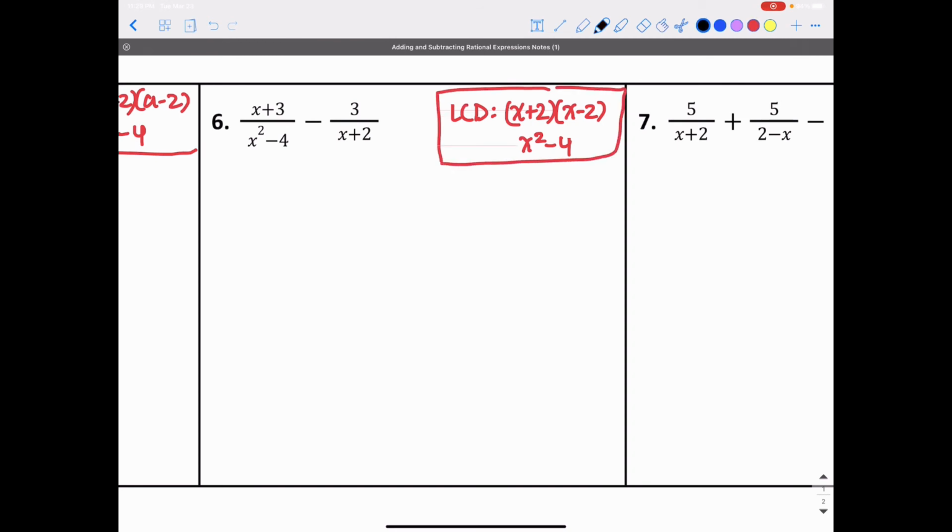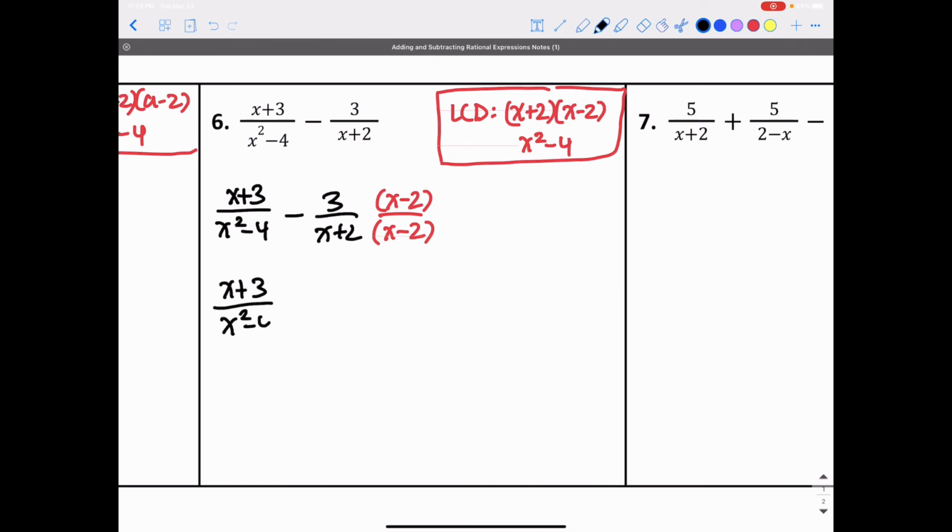And so I only need to change the second fraction. I leave the first one the same, and I change the second fraction. I multiply that denominator by x minus 2 to get x squared minus 4. So I do that in the top as well. I have x plus 3 over x squared minus 4 minus 3x minus 6 all over x squared minus 4. I should have really left the bottom as x plus 2 times x minus 2, but I'm going to keep in mind that that's what's in my fraction if I see anything similar in the numerator when I simplify.